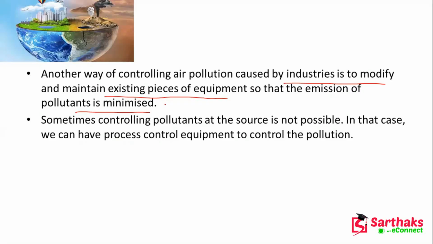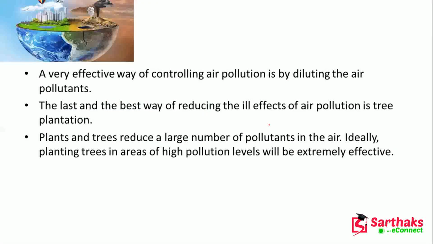Sometimes controlling the pollutants at the source is not possible, but whenever the exhaust is coming, whenever it emits the gases, those gases can be purified. So we can use process control equipment, many filters and many processes, to reduce the pollution. And a very effective way of controlling air pollution is diluting the air pollutants.